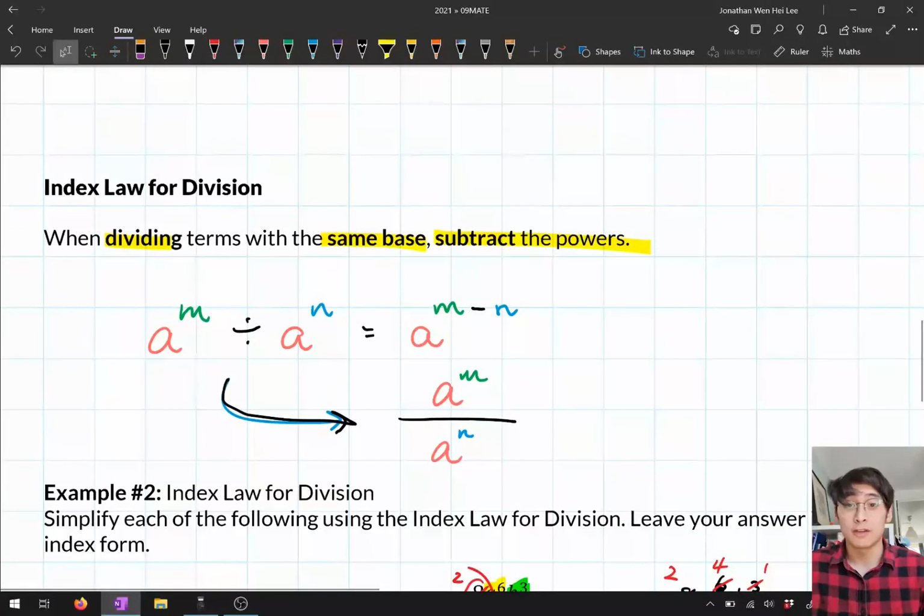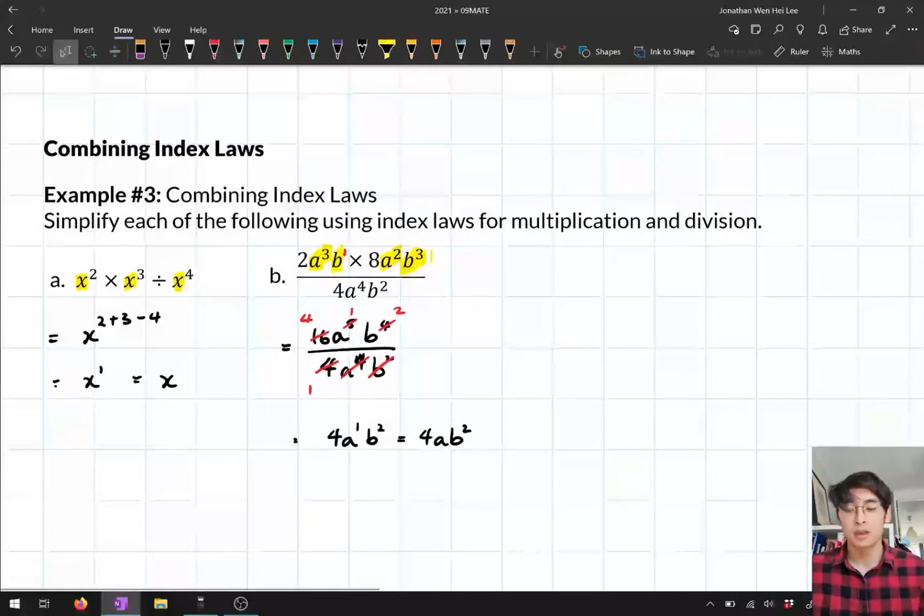And we also went through division. When we divide indices with the same base, we subtract the powers. And so here we showed and we went through how to do that as well. And the final bit that we did was we can actually combine all those index laws that we looked at so far and create simplified expressions with both of those. So that's it for today's lesson on index laws of multiplication and division.